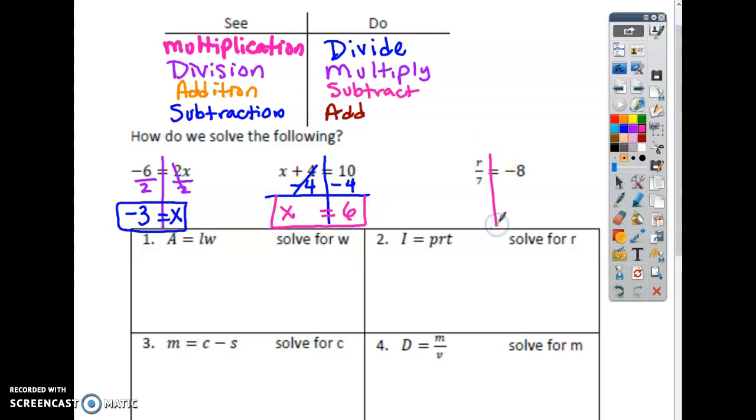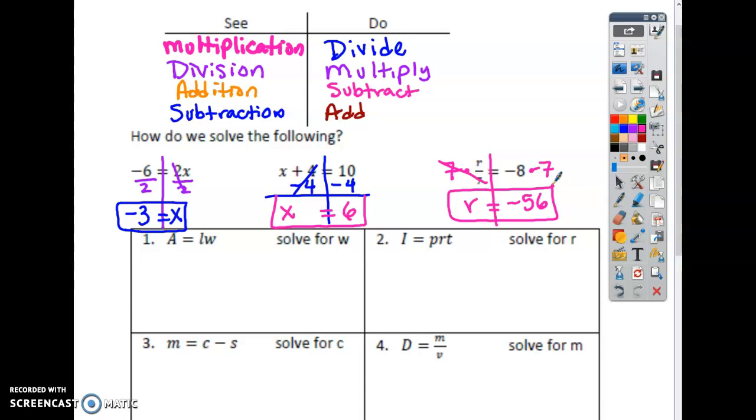What about here? What do you see? Kevin, what do you see? What are these two doing right now? Division. These two are dividing. So what am I going to do? Multiply. If I see division, I'm going to multiply. So multiply both sides by 7 so that the 7 cancels, and then that leaves me with r equals -56. Okay, so that's how we do things when we have numbers in there.